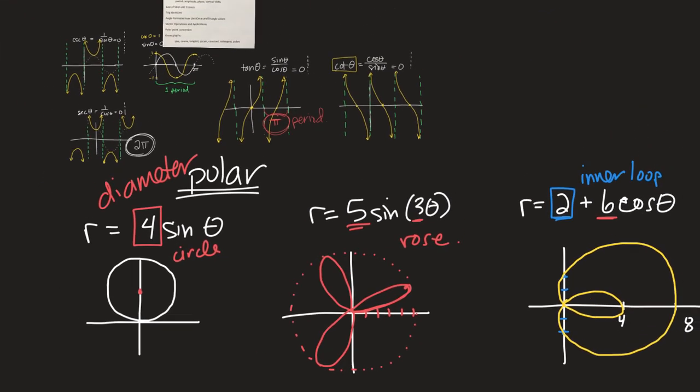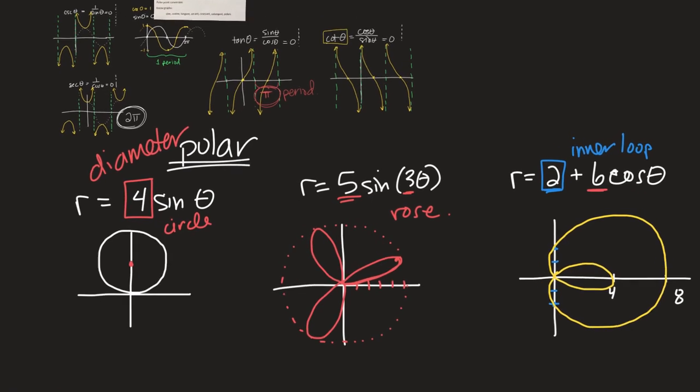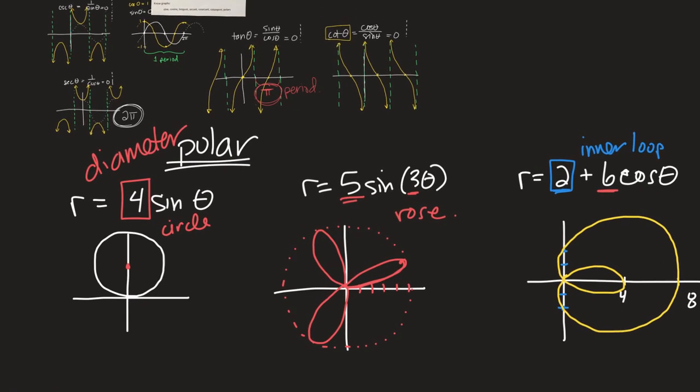There, now that's all the graphs we've talked about this semester. Trigonometry graphs and polar graphs. Polar graphs all have r equals. That's how you'll be able to tell.